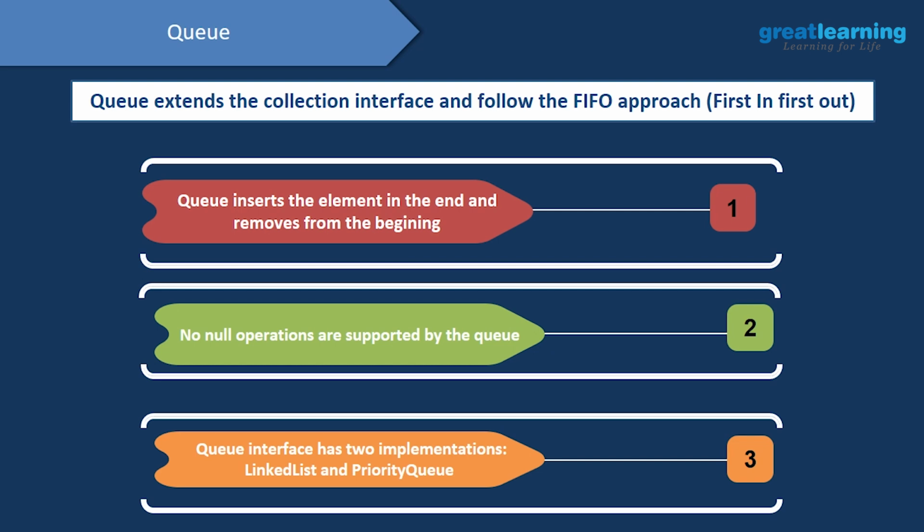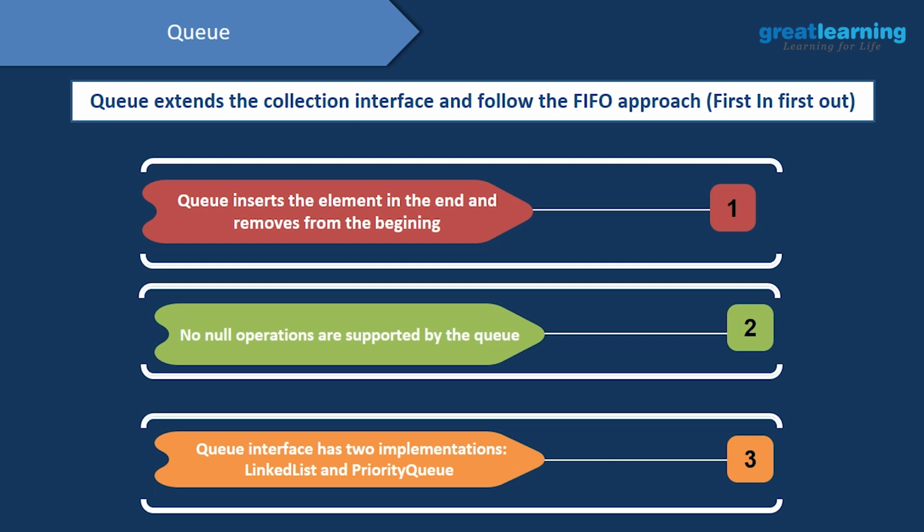But when someone gets the item from the store, they leave the store, they leave the queue, right? So the removing from the queue will be from the first. The same thing happens with the queue technique in Java as well. They maintain the same thing. When you insert something into the queue, it will add that thing at the end. And when you remove something from the queue, it will remove from the beginning, right? So this is what I said: queue inserts the elements at the end and removes from the beginning, right?